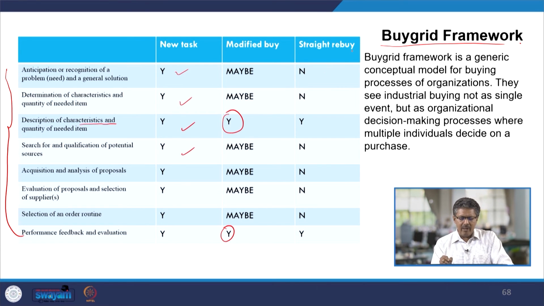If you look at the straight rebuy, all of the things are more or less remaining the same. The only thing that may change is the description of the characteristics and the quantity of the needed item, which is obviously required because you have to place an order. How many units you require and when you require them, these things are a must. But if you look at all the other points, they are a no for a straight rebuy case. So, placing them together in one model is known as the Buygrid framework.